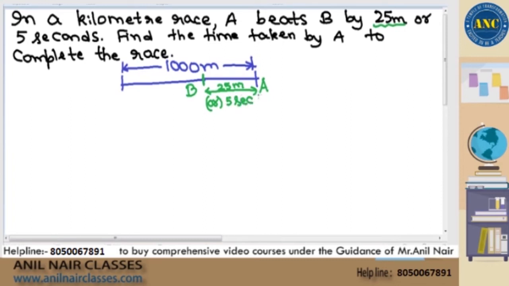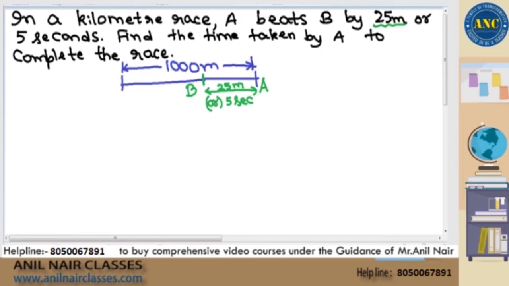Both are same, right? I can say that the gap between A and B, suppose I am A, you are B, I reached the end mark already. If you want to meet me, you should still travel 25 meters, or you should still travel for 5 more seconds. Both are same, right? That is what they are saying.